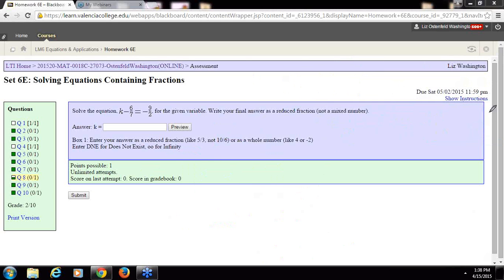Okay, so let's do this one more time. We have K minus 6 over 7 equals minus 9 over 2. And again, to get rid of these fractions, I'm going to multiply the entire problem by a common denominator. The denominators are 7 and 2, so I would use 14. So I'm going to have 14K minus 14 times 6.